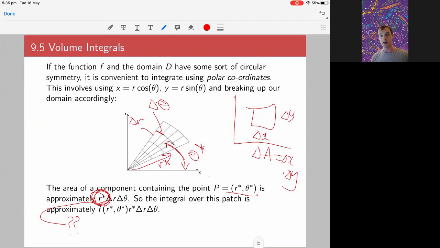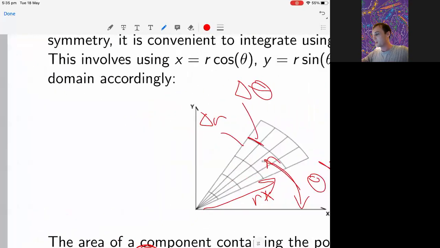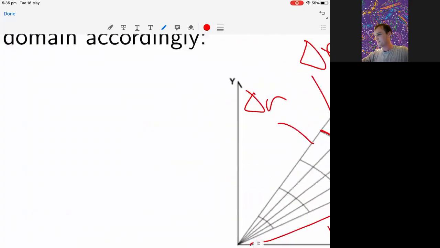The closer you get to the origin, the smaller the area is, and that's precisely right. Now the question is, why is it r star instead of something like r star squared or something else? So this is something I might just answer myself. So let's think about this.